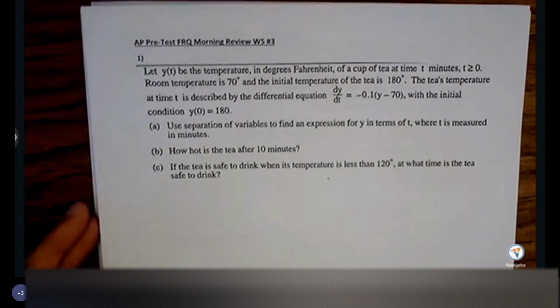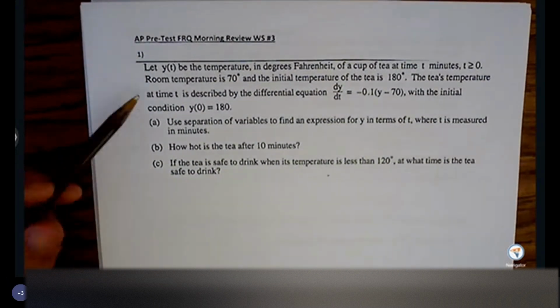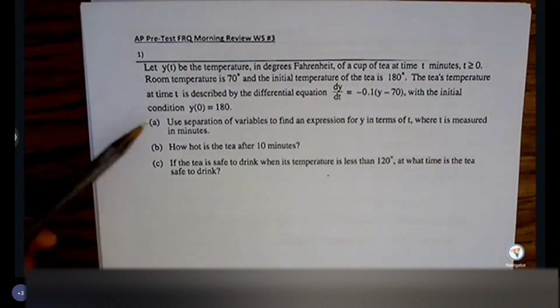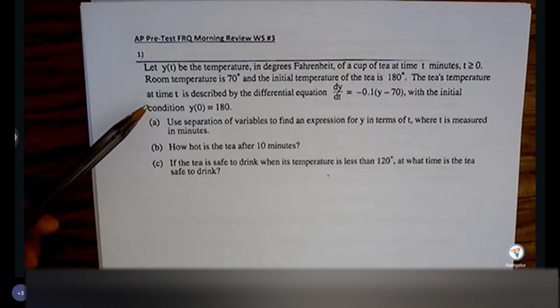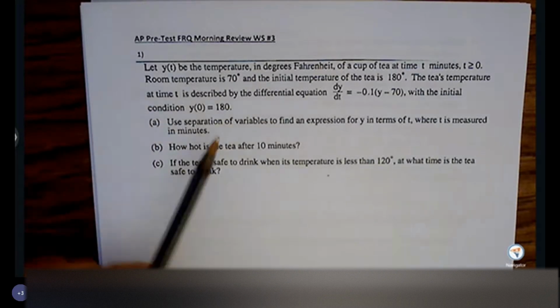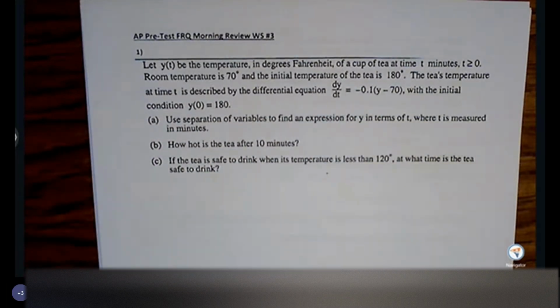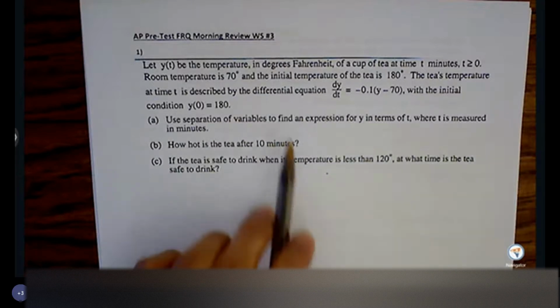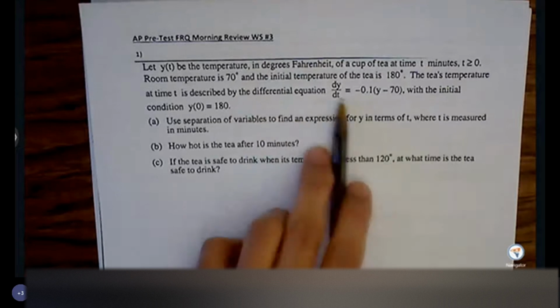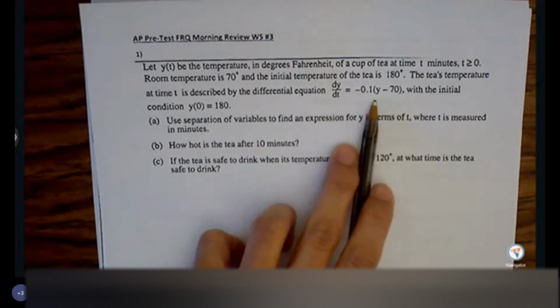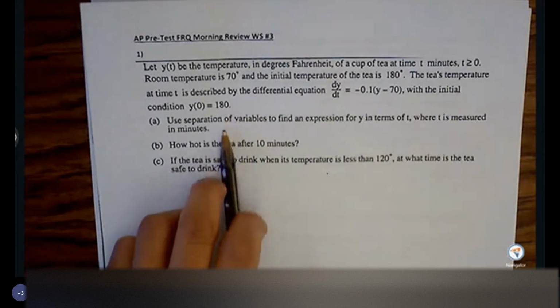Okay, so the question says, let y of t be the temperature in degrees Fahrenheit of a cup of tea at time t minutes, where t is greater than or equal to 0. Room temperature is 70 degrees. The initial temperature of the tea is 180 degrees. Okay, we have a differential equation dy/dt with the initial condition given.